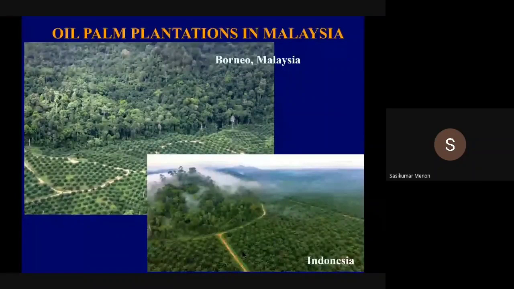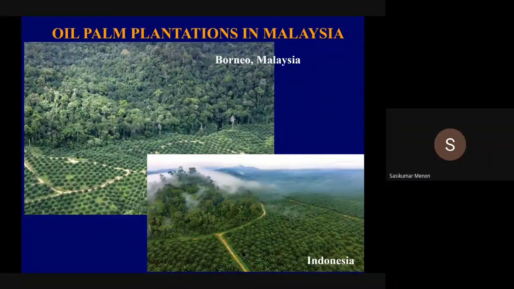Somebody gave them the idea of oil palm plantation, and in the early 70s they introduced oil palm plantation technology into Malaysia, and it became such a big success that today all over the world, if you see the supply of palm oil, Malaysia and Indonesia together supply almost 85%. It's a huge industry there. More than 6 to 10 lakhs of people are working in that oil plantation.